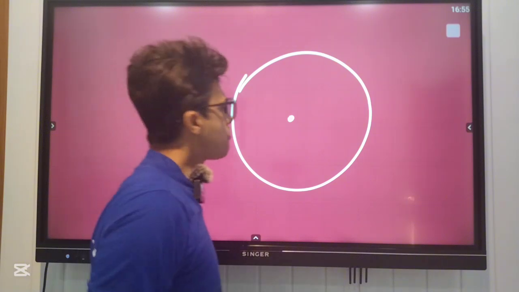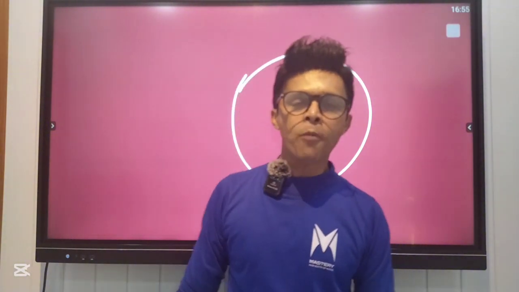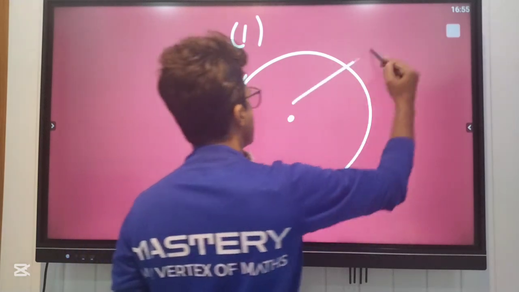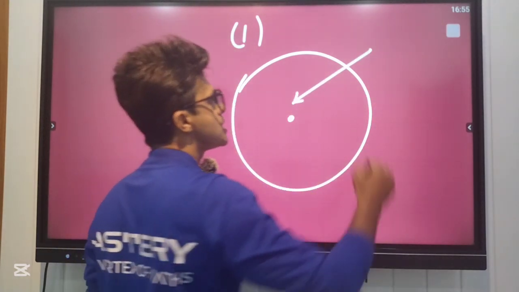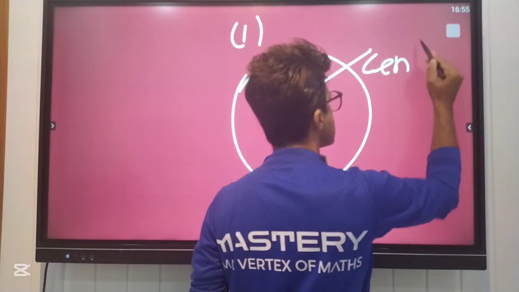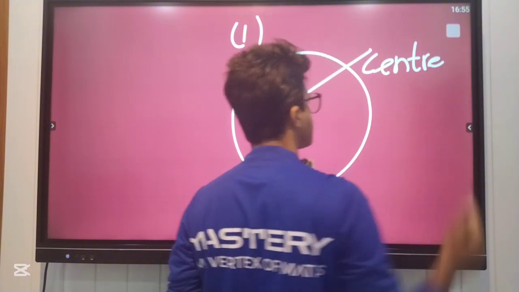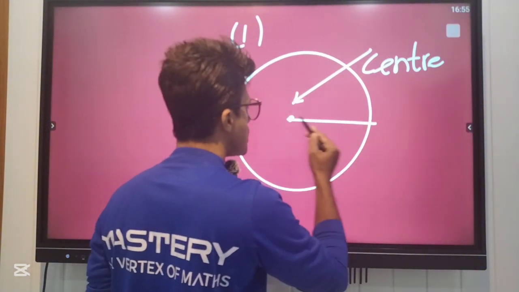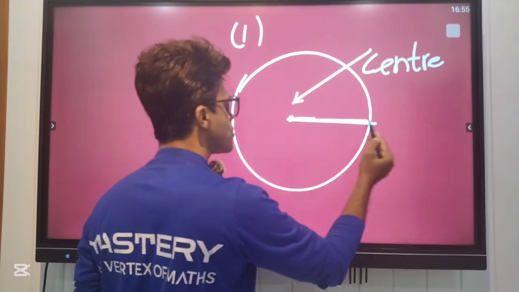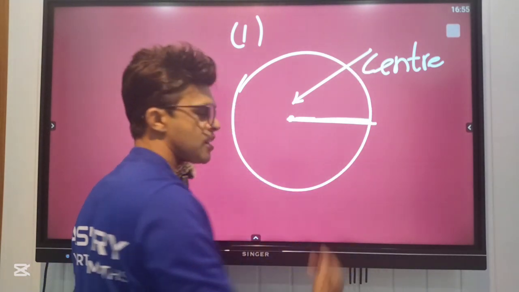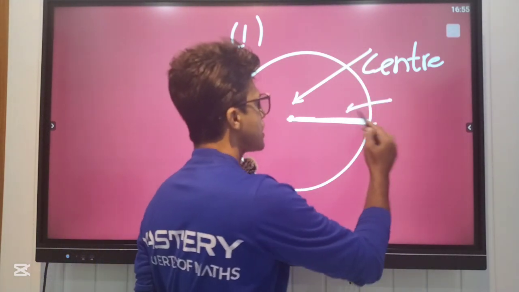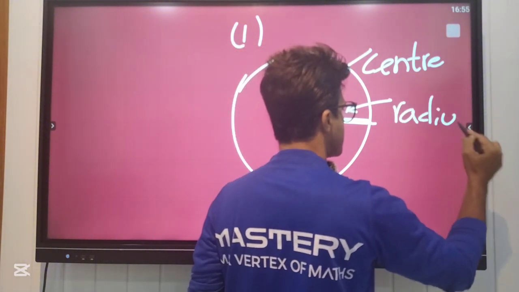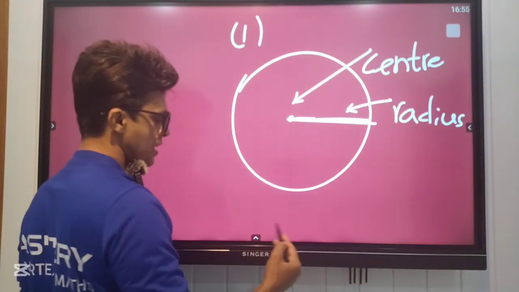This is the midpoint of a circle, right? This is the first question. How to name this one? This is the center. From here, what is the distance from this point, the midpoint, to this circumference? This is the circumference. What is this one? This is the radius. This is the first question.